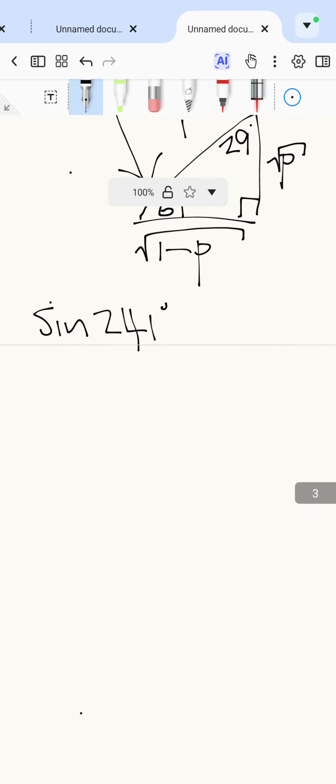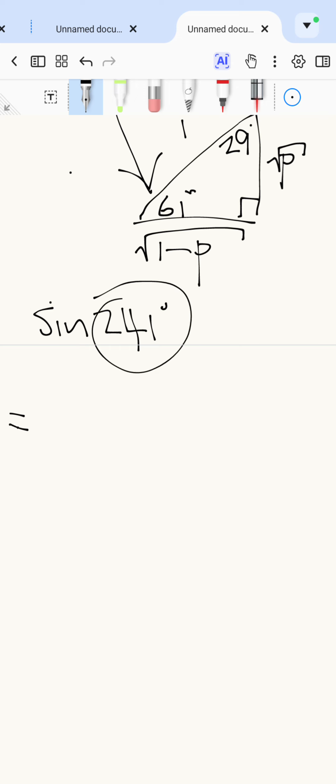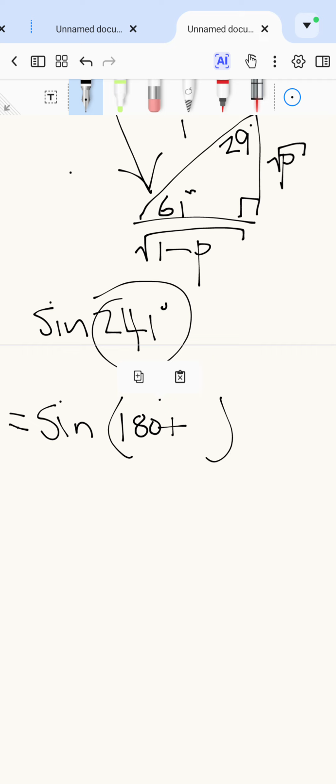Okay, so when I look at the 241, firstly, I'm going to do a reduction. With a reduction, I want to reduce it to an acute angle. So I'm going to say sine, and whatever I put inside this bracket still has to equal 241. I'm going to go with 180 plus, and I think that is going to be a 61. 180 plus 61 gives me my 241. So this one is nice and easy.